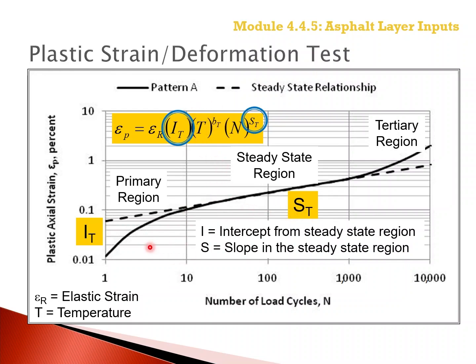So for a single test or a single temperature, the two important parameters from the plastic strain or deformation test are S sub t, which is the exponent of the number of loading cycles, or the slope of the black solid line in the steady state range, and the other term, the intercept, defined as I sub t, which is the intercept from the steady state region back to a load cycle of 1.